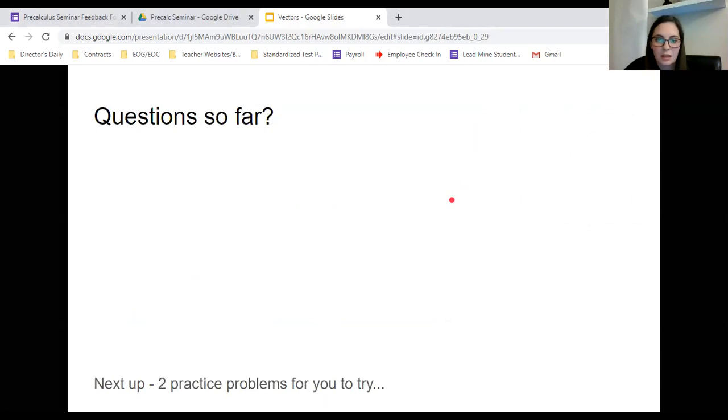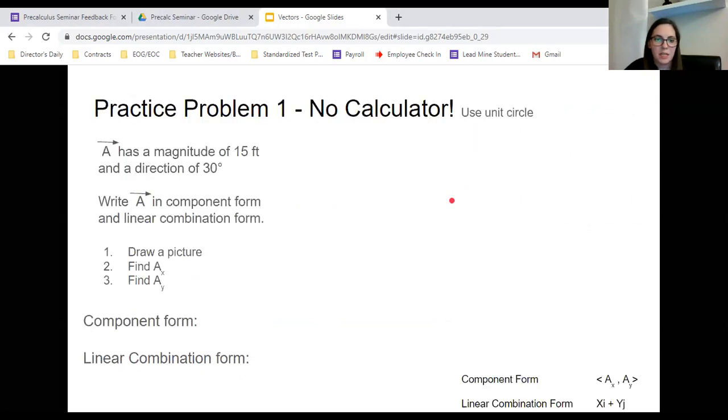All right, so we've got two practice problems here. This first one, we're not going to use a calculator. We should be able to do a unit circle. What I'm going to do is give everybody, we'll say 3 minutes to get this problem started, and then we'll jump in and do it together. So I'm going to put a timer for 3 minutes up.